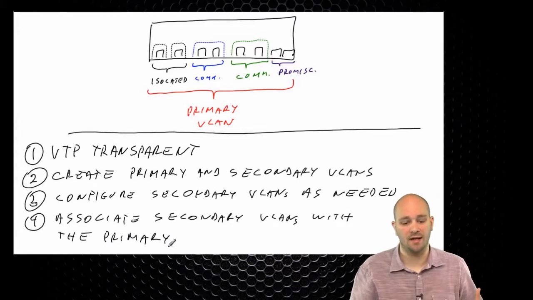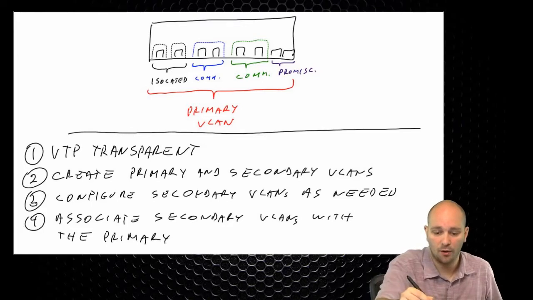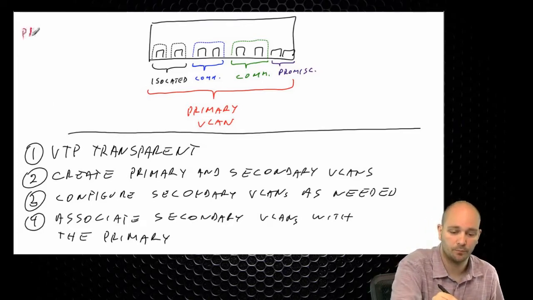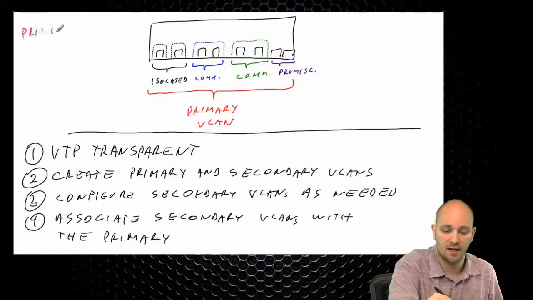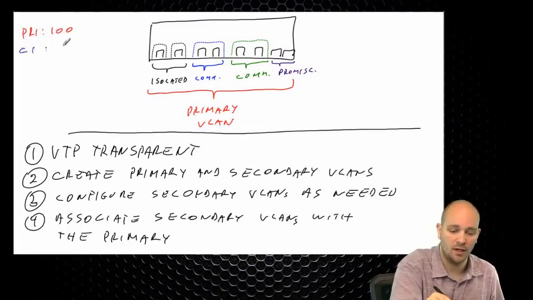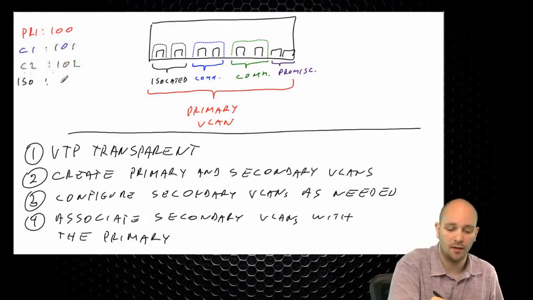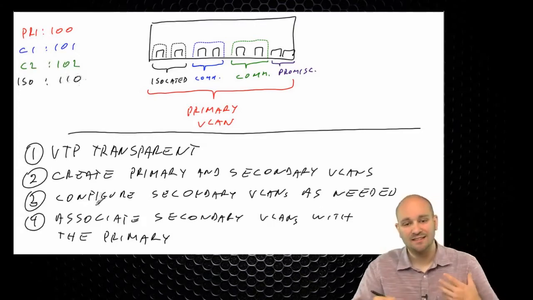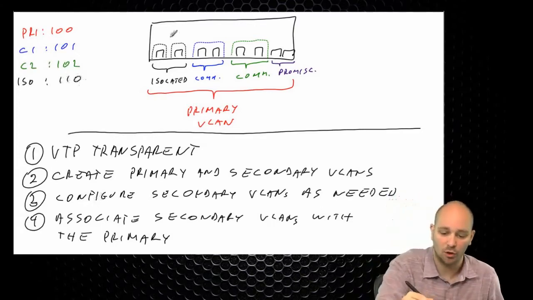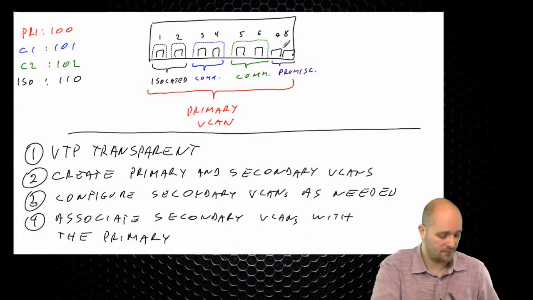So let's take a look at an example for that. Let's say that our primary VLAN here is going to be 100, that our community 1 VLAN is going to be 101, that our community 2 VLAN is going to be 102, and let's say that we want our isolated VLAN to be 110. So let's see how the configuration for this might look. And let's say that this is port 1, 2, 3, 4, 5, 6, 7, and 8 on the switch.